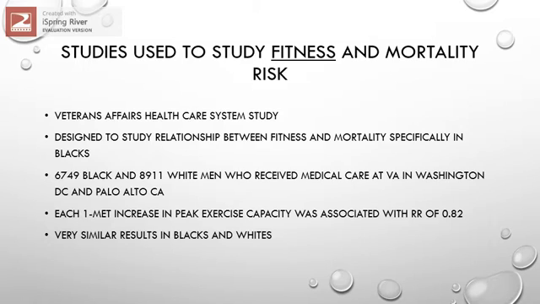And when they looked at the data, they found that each 1 MET increase in peak exercise capacity, we're not going to talk about what METs mean because it's really not the scope of this class, but it's just a unit of exercise intensity. So for each unit increase in exercise intensity, they had a relative risk of 0.82, so a dropped risk of 18%. So if you're more fit by 1 MET, then your risk dropped by 18%. Most importantly, the numbers were very similar whether they looked at blacks or whites, and so this showed that the effects seem to be the same regardless of race.